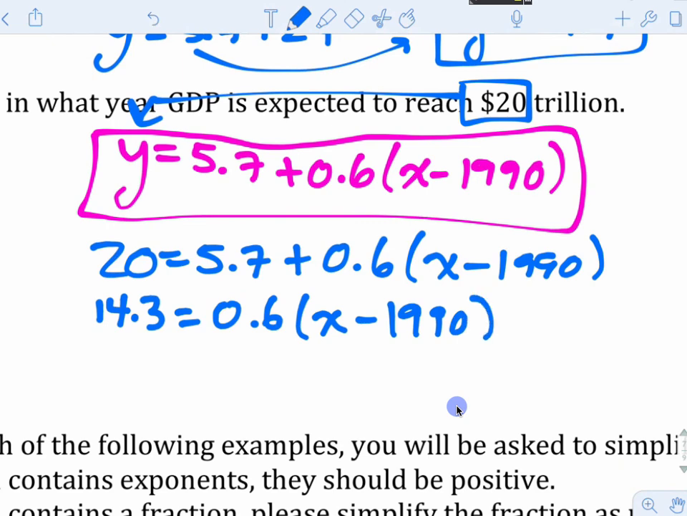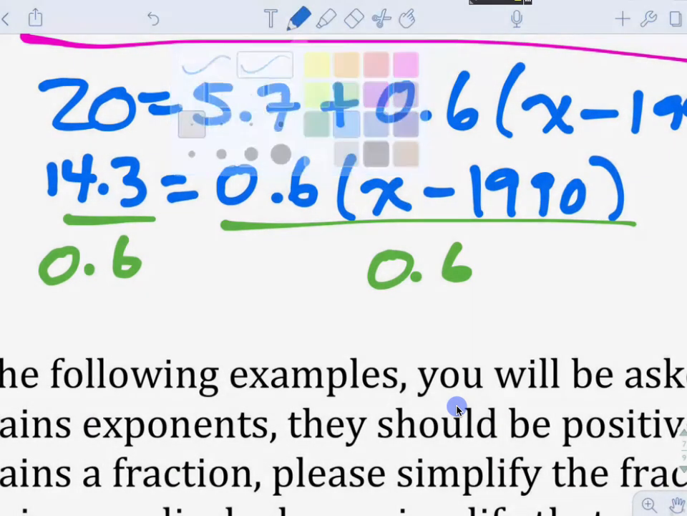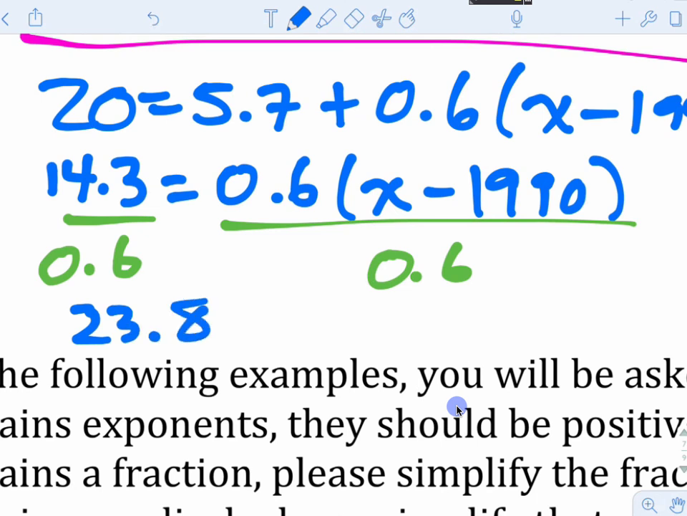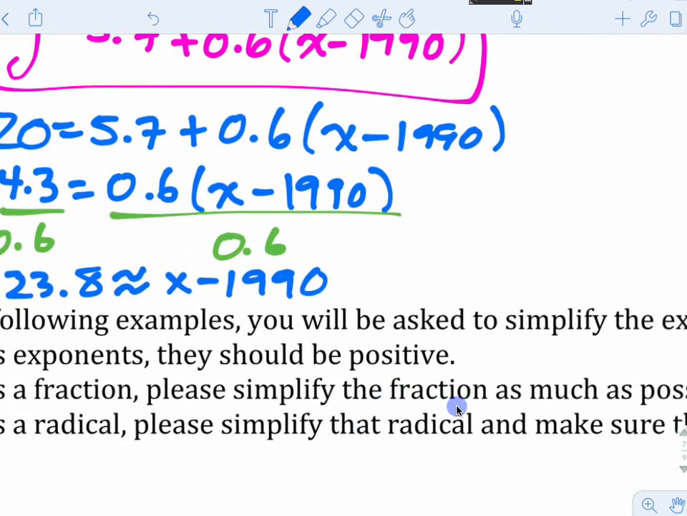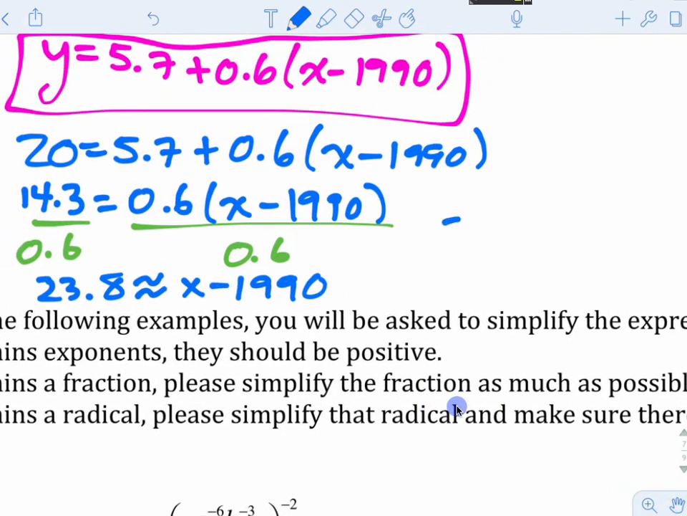And this is going to be the kind of nasty part. Let's go ahead and divide both sides by 0.6. Ugh. All right, I got to break out a calculator for this one, so bear with me. All right, 14.3 divided by 0.6, 23.8333333. I'm going to call that around 23.8. So 23.8, I'm going to say is approximately, because we did some rounding there, equal to x minus 1990. If I add 1990 to both sides, we find 2013.8 is approximately equal to x.